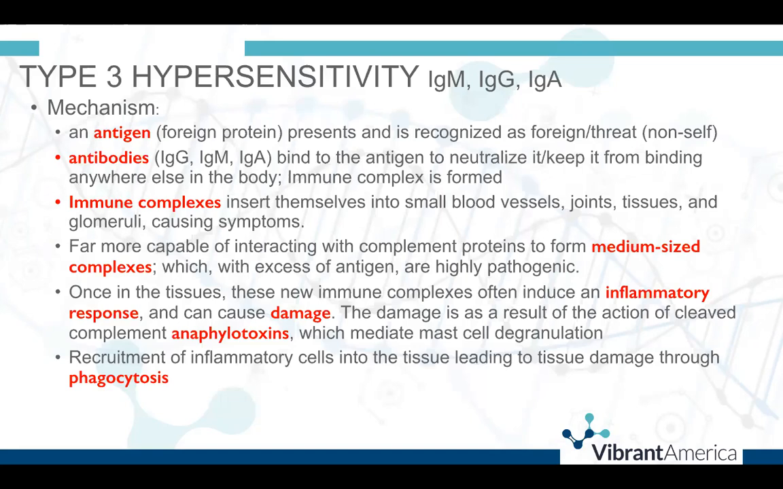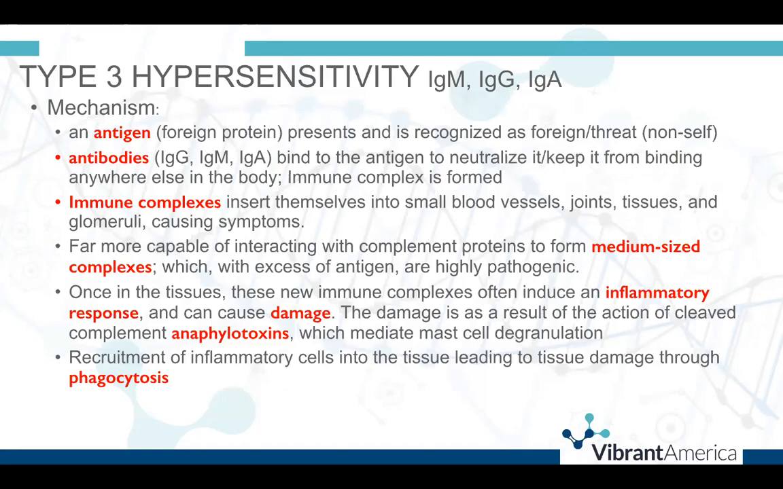Typically, that's what happens with IgG or IgM. IgA doesn't really do that. IgA is actually classified as a non-inflammatory antibody, and we'll get to what that means in just a little bit. They're also far more capable of interacting with complement proteins to form medium-sized complexes, which, when you have an excess of the antigen, the original foreign protein, can be highly pathogenic.